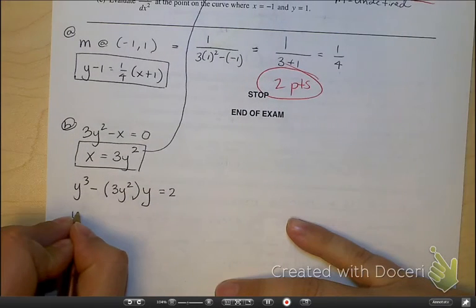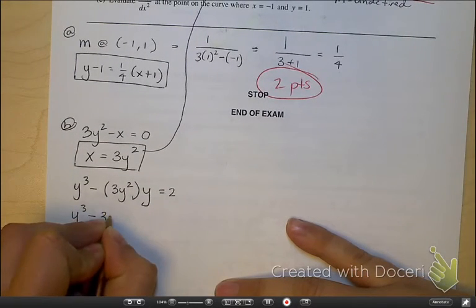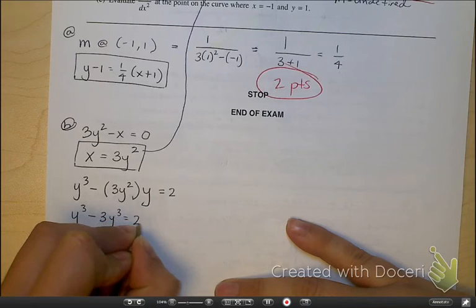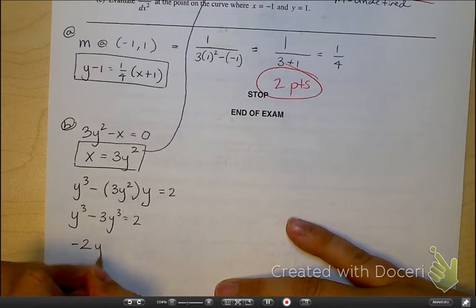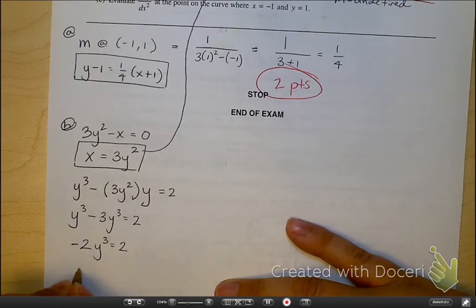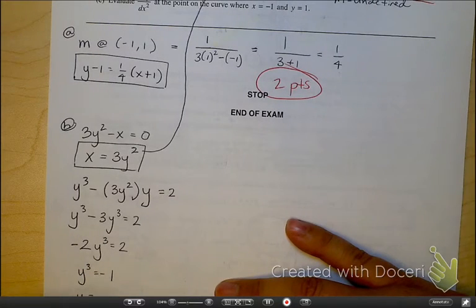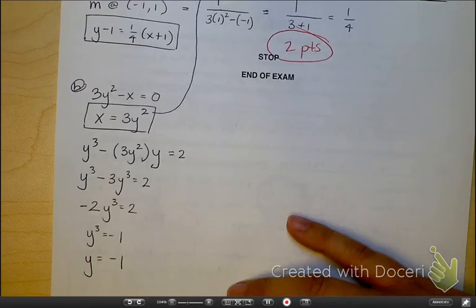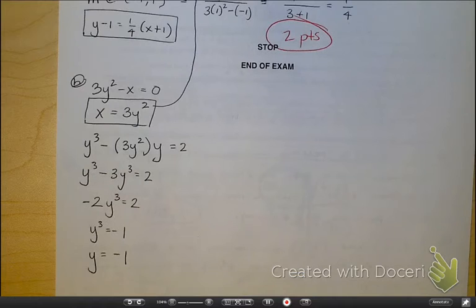So I have y cubed minus 3y cubed equals 2. Therefore, -2y cubed equals 2. Therefore, y cubed equals -1. Therefore, y equals -1, because the cube root of -1 is still -1. So there's my y coordinate, but I actually want both coordinates, the x and y coordinates.